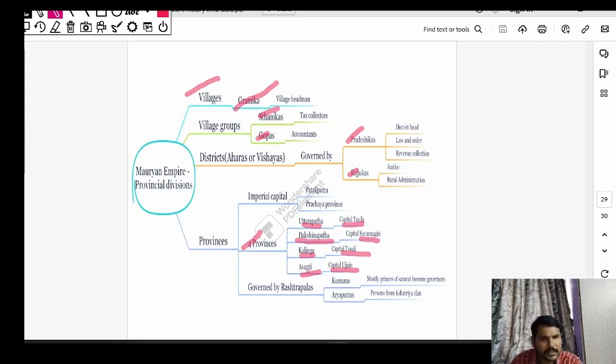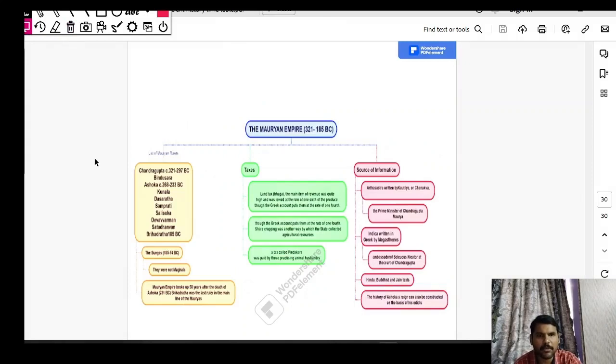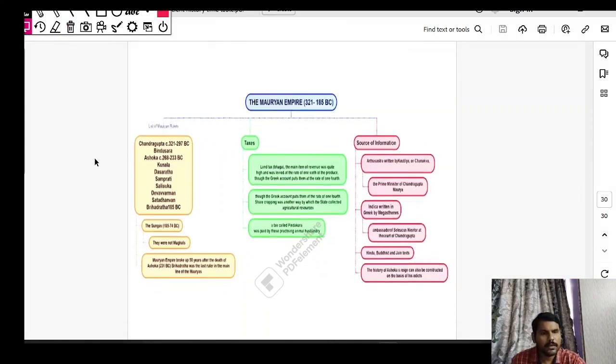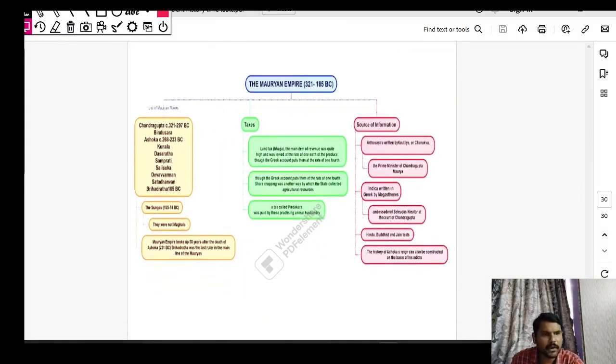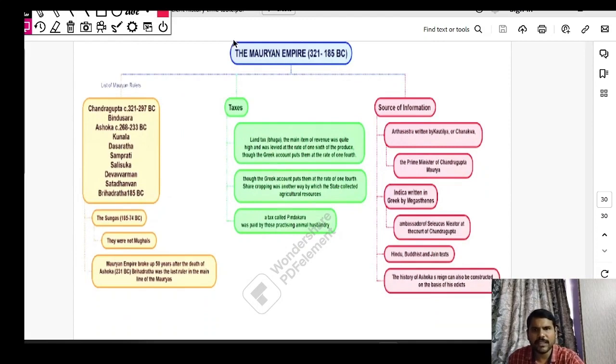So these are the four provinces, governed by Kumaras and Adiputras. Mostly Kumaras means the princes, and Adiputras means persons from the Kshatriya clan. So these things you have to remember from the exam point of view. So this is a brief of what we have read till now, a very brief of all that we have seen.